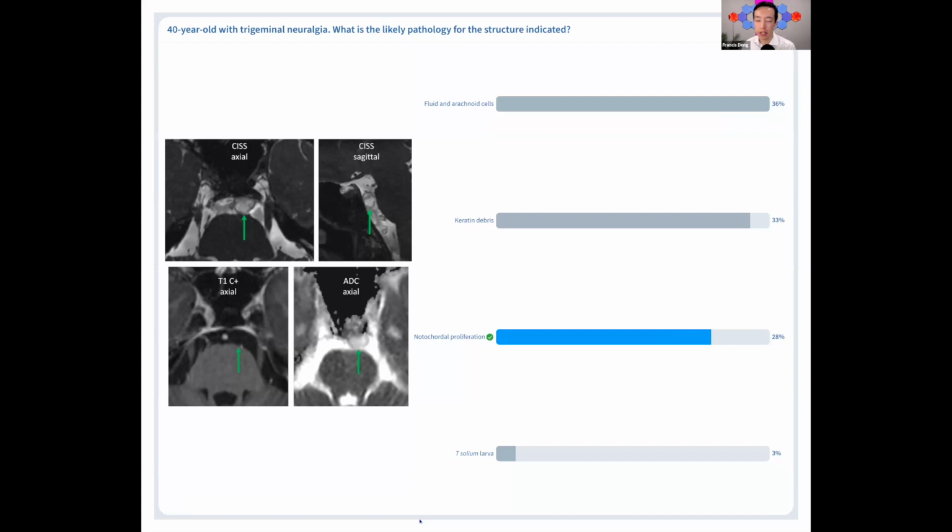So the correct answer here is a notochordal proliferation, specifically the entity known as ecchordosis physaliphora. Now, only about 28% of you chose the correct answer here. So let me go through the imaging findings. On the KISS sequence, we see a lobular T2 hyperintense lesion in the prepontine cistern emanating from the dorsal clival surface. And here it is on the sagittal image.